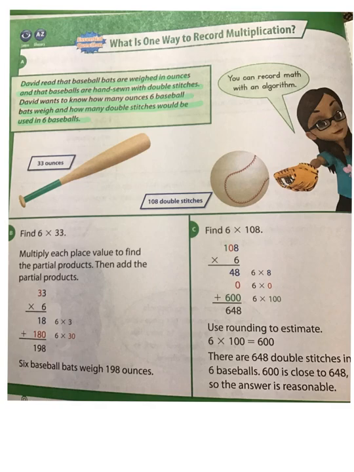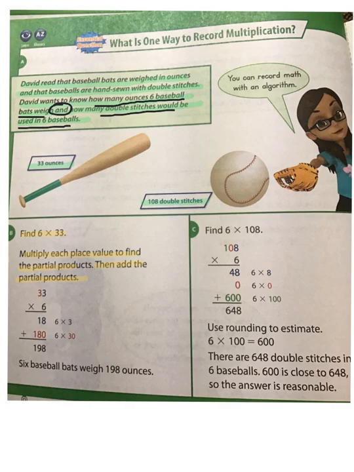We need to find out how many ounces 6 baseball bats weigh and how many double stitches will be used in 6 baseballs. If we look at the pictures, we can see that one baseball bat weighs 33 ounces and that one baseball has 108 double stitches. First, we're going to find 6 times 33. We're going to multiply each place value to find the partial products, then add the partial products. This is exactly what we did yesterday.